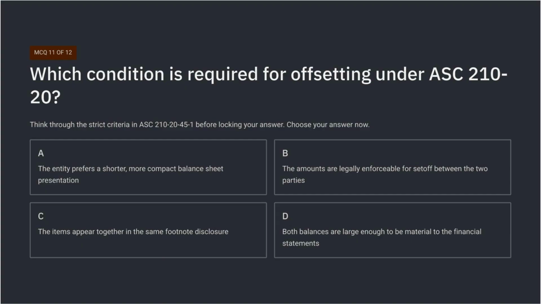Here is MCQ 11. Which condition is required for offsetting under ASC 210-20? This question tests the offsetting gate. Remember, net presentation is not allowed just because management likes a shorter balance sheet or because items are shown near each other in a footnote. The standard requires a real right of setoff, and legal enforceability is a key part of that analysis. Think through the conditions and choose your answer.